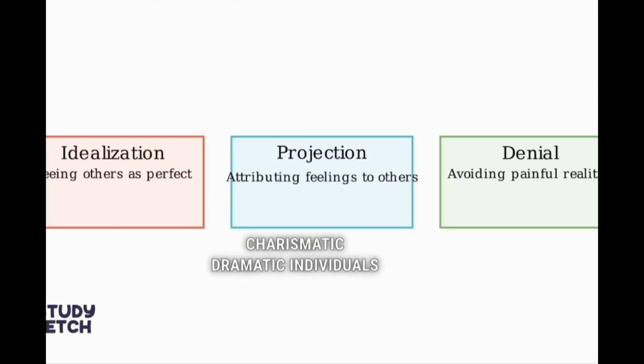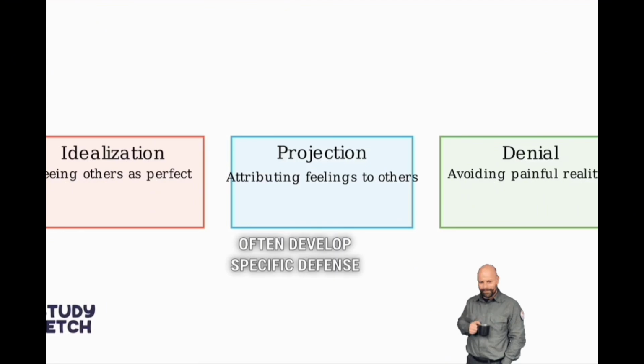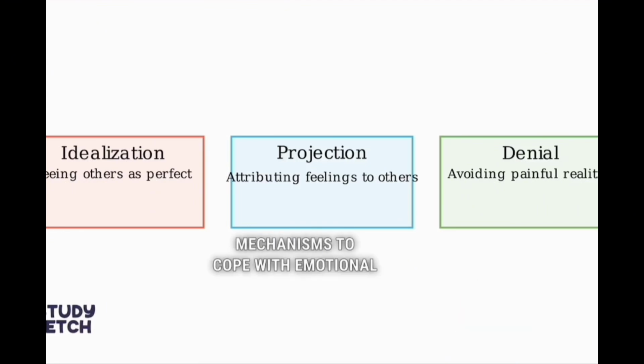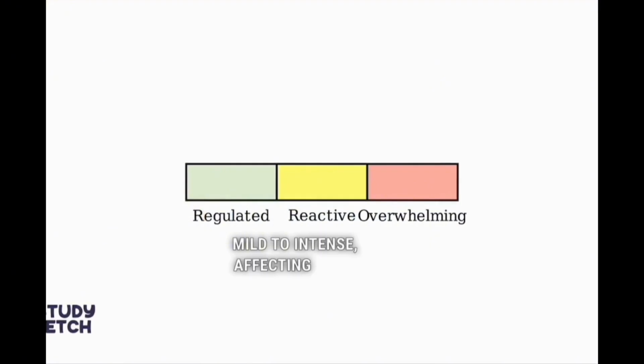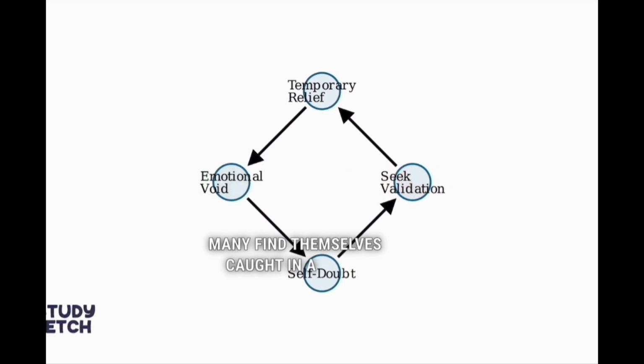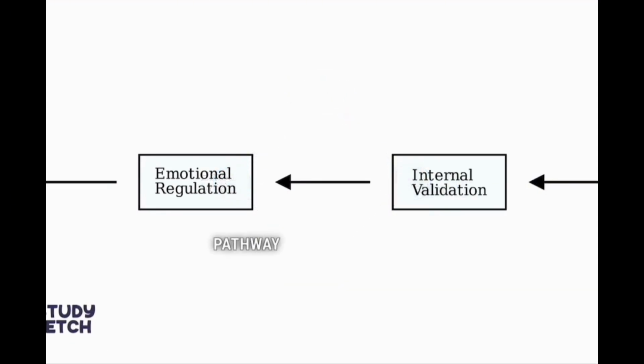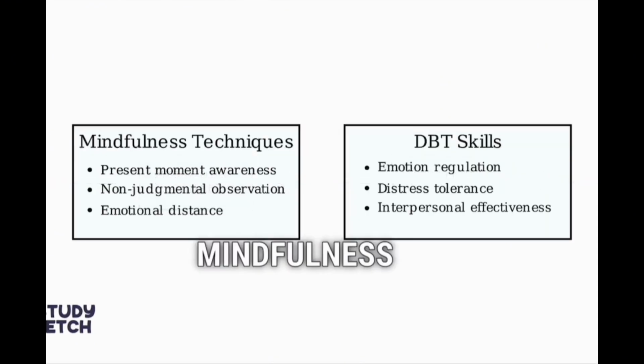Charismatic, dramatic individuals often develop specific defense mechanisms to cope with emotional challenges. These mechanisms can range from mild to intense, affecting their emotional regulation. Many find themselves caught in a cycle of seeking external validation to manage their emotions. However, there is a clear pathway for growth and development of healthier coping strategies. Therapeutic approaches like mindfulness and dialectical behavior therapy provide valuable tools for emotional regulation.